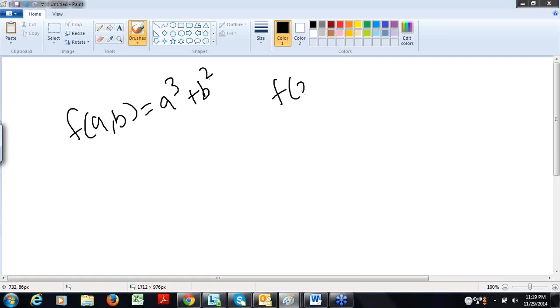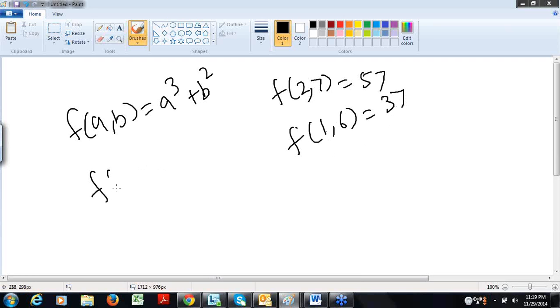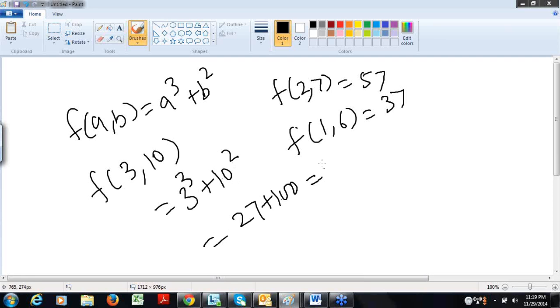What has been given? f(2,7) is equal to 57 and f(1,6) is equal to 37. Now what they are asking? f(3,10). So it will be 3 cube plus 10 square, which will be equal to 27 plus 100, which is 127, which is option 2. We'll go ahead and mark option number 2. It's nice and easy. To get this value, A cube plus B square, you can get it.